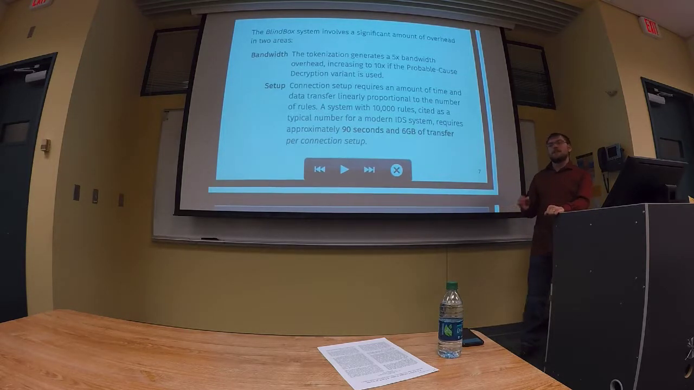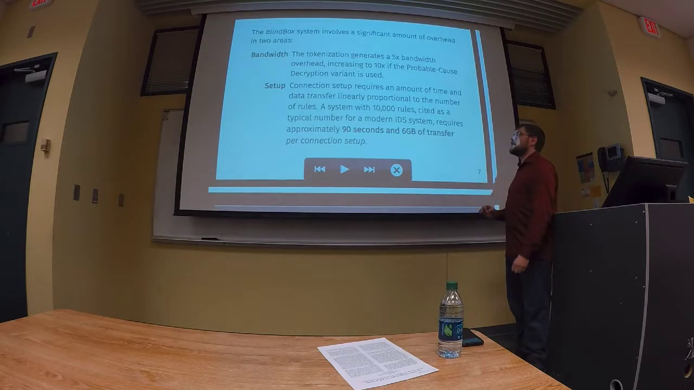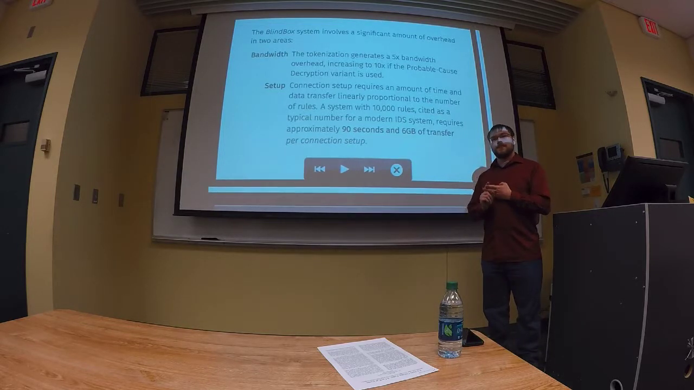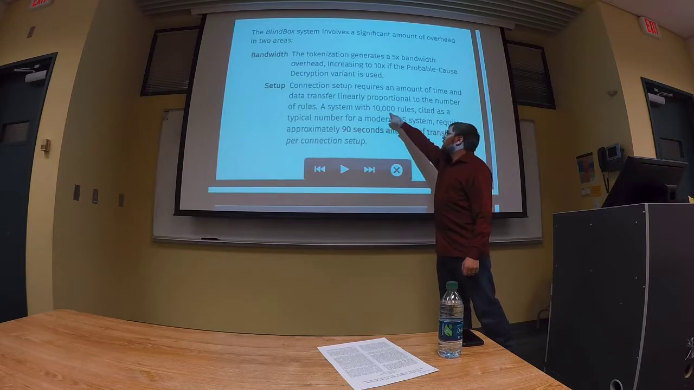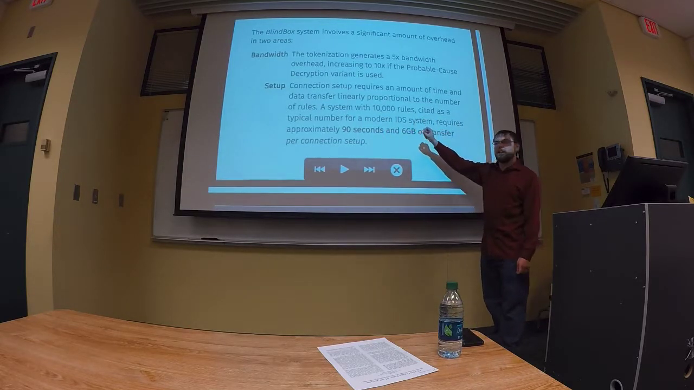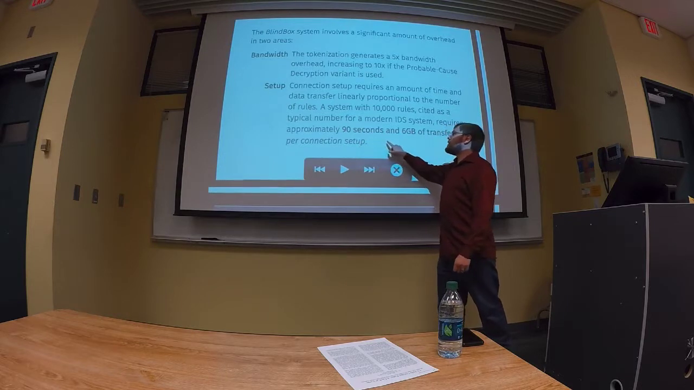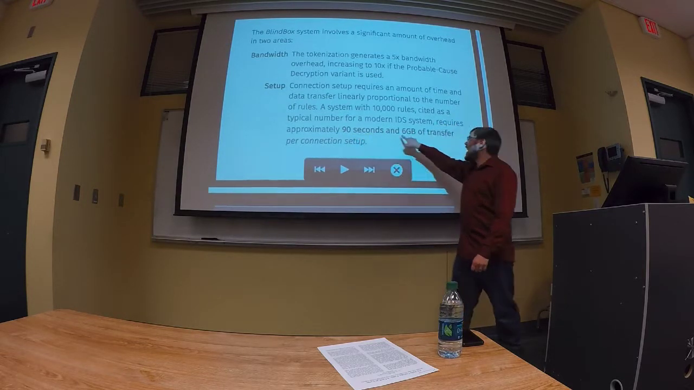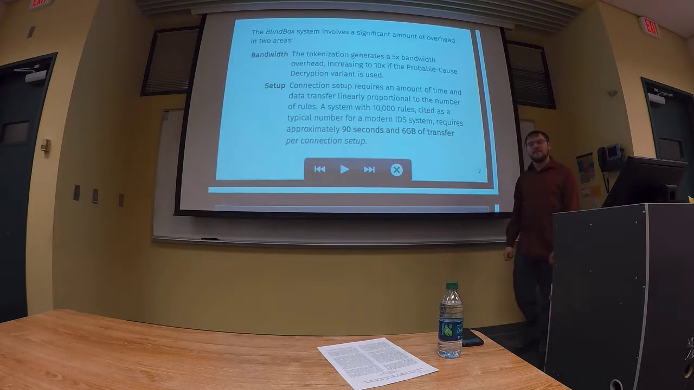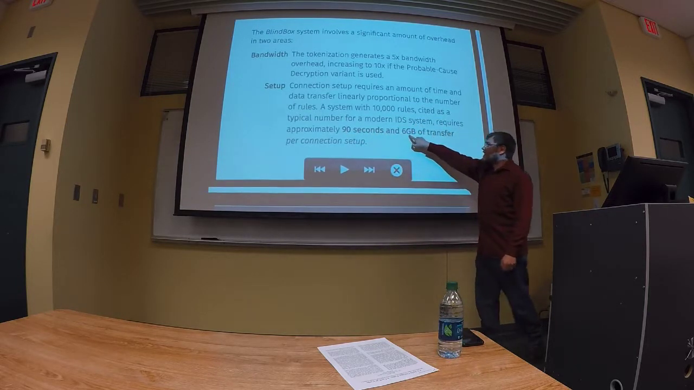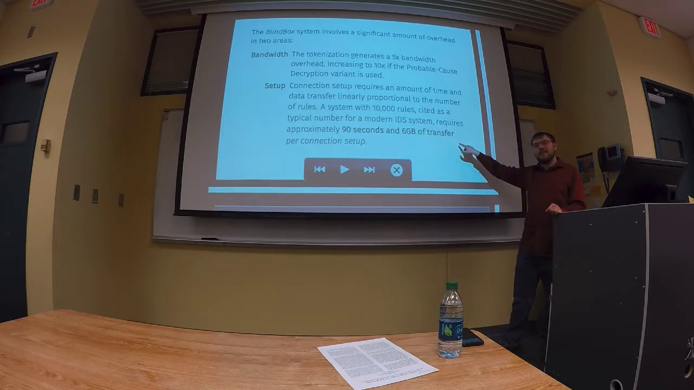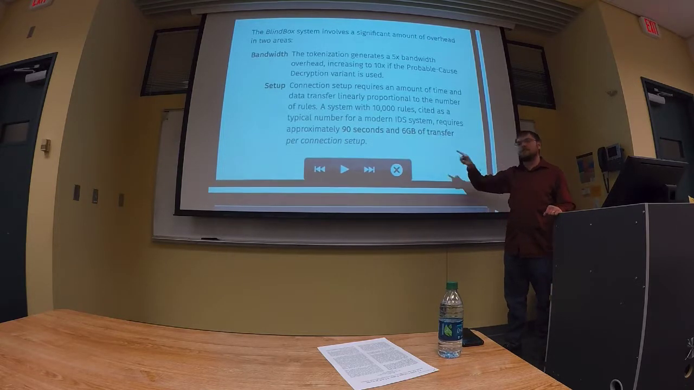And the connection setup is very heavy, and it increases both in time and in data transfer usage linearly with the number of substrings that you're searching for, such that the paper cites 10,000 rules as a typical number for a modern IDS system. Per connection setup, that takes 90 seconds and 6 gigabytes of transfer between the middle box and the collaborating endpoint. And they call this out. You have to do some math on some other numbers they cite to really figure it out.